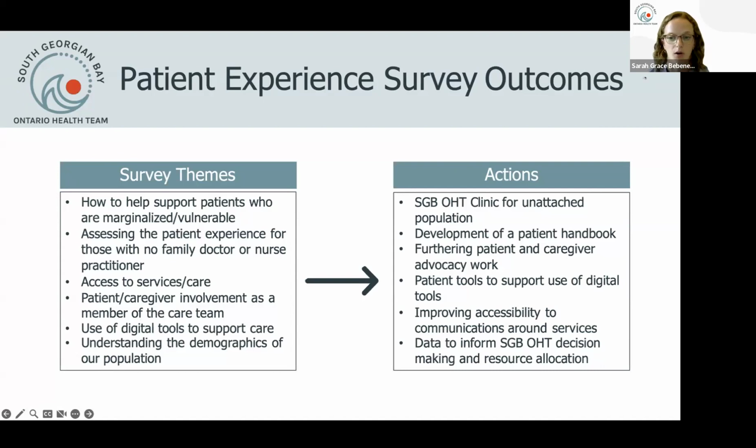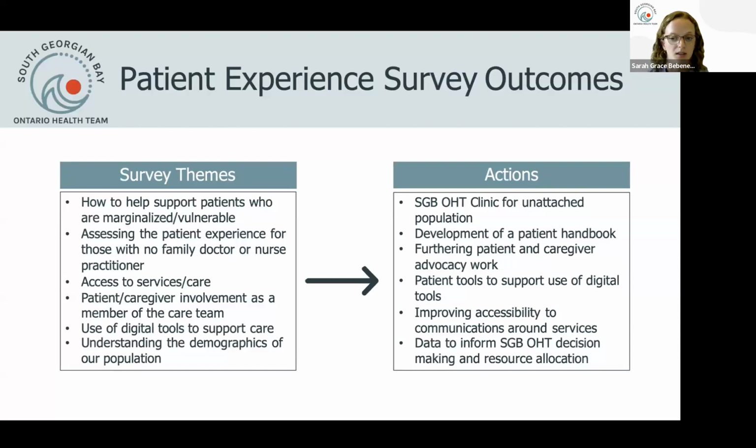The PFAC has led the development of many different patient resources and advocacy supports, including a patient handbook, which is available across all of our primary care offices and our hospital outpatient services and emergency department as well. We primarily have that available in digital copies, but have print versions available as needed, certainly in French and English.